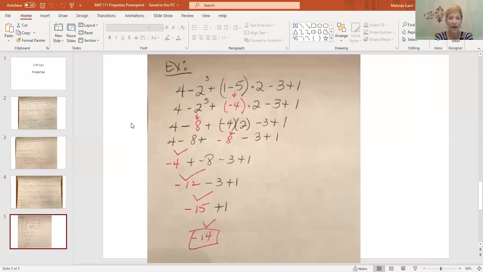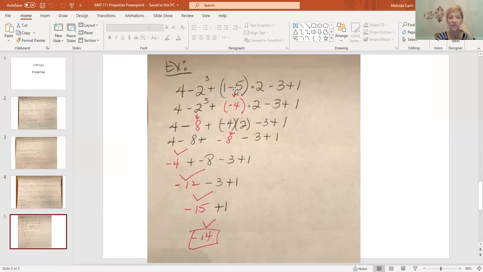All right, look what you have here. All right, here's the original problem. 4 minus 2 cubed plus the 1 minus 5 in a parenthesis times 2 minus 3 plus 1. Okay, you can't just jump over and do what you know to do. You have to follow order of operations. So remember, the first thing was parentheses. So I'll look, are there any parentheses? Yep, there's a parenthesis right there. So I've got to do that first.